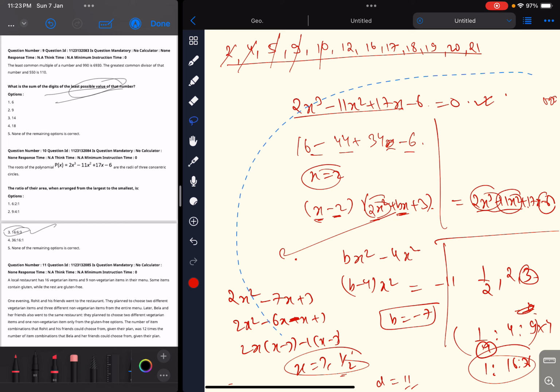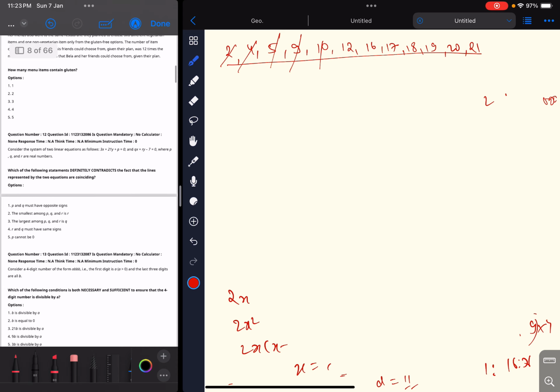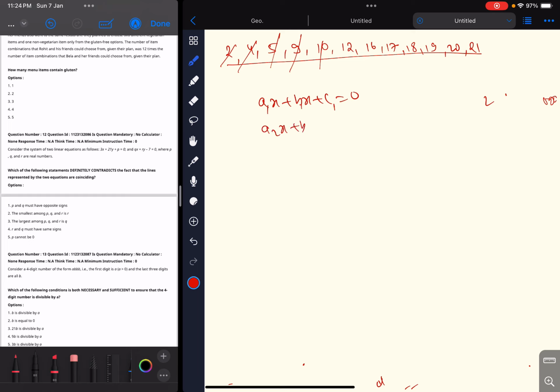Now coming to question number 12. 3x plus this was this, and the question is which of the following definitely contradicts the fact that the lines represented by the two equations are coincident. We know the condition for coincident lines: if the equations are a1x plus b1y plus c1 equal to 0 and a2x plus b2y plus c2 equal to 0, then the condition is simply a1 by a2 equal to b1 by b2 equal to c1 by c2. This we know.